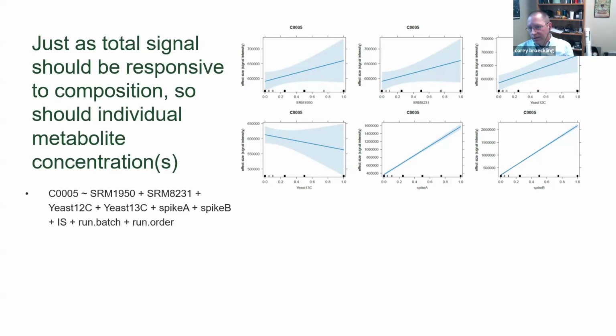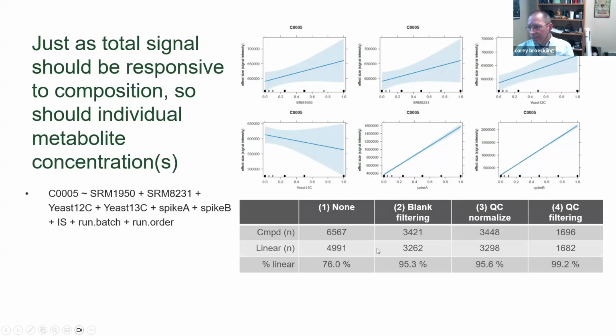And you can make the assertion now that every compound should be linearly dependent on one of the reagents at least, if it's coming from one of these reagents. And so you can now look at all of the compounds, and in this case, for the initial processing, over 6,000 compounds were detected after the processing. Approximately 5,000 of them were linear. So we're at about 76% linear.